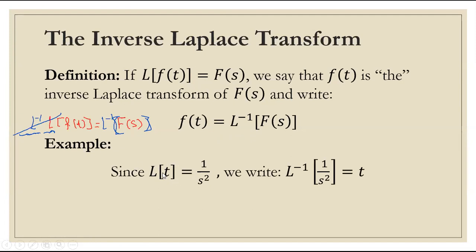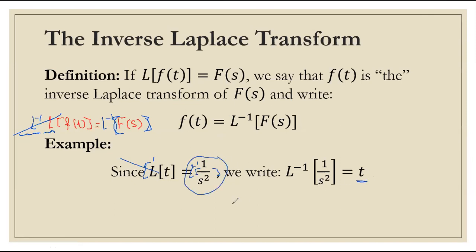Here, I remember from the previous lecture that I have this rule: the Laplace of t is given by 1 over s squared. If I take the inverse for both sides, I cancel out this L with L inverse. So I have the inverse Laplace of 1 over s squared equal to t.